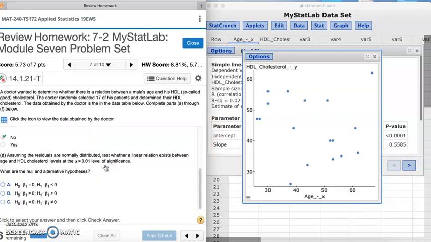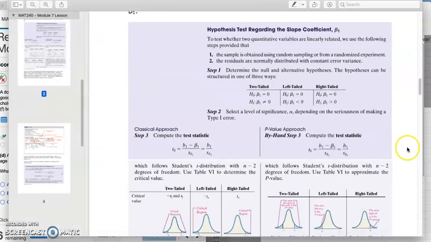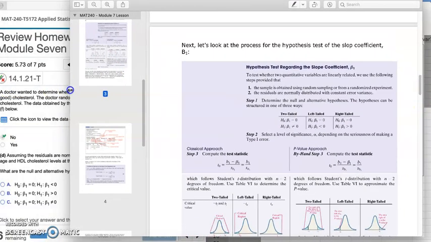Excellent. All right, part D. Assuming the residuals are normally distributed, test whether a linear relation exists between age and HDL cholesterol levels at the alpha equals 0.01 level of significance. All right, I'm going to go to the lesson this week, and I'm a big fan of these purple tables. For me, they're really easy to follow and a really good reference tool. I recommend these to kind of have this handy for the final as a good reference tool.